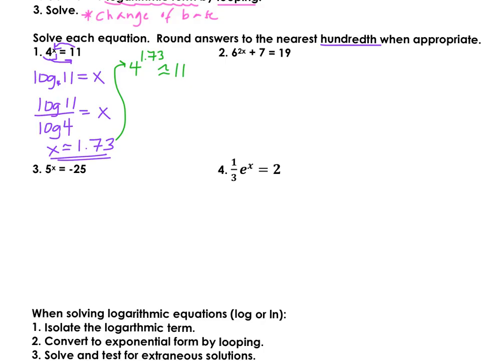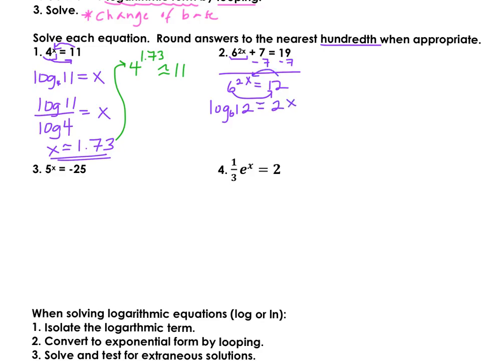In this example, we have 6 to the 2x power plus 7 equals 19. Recognizing that our base has the exponent, and that's the base of 6. First, I'm going to move the 7 over by subtracting. We get 6 to the 2x power equals 12. Now convert to logarithmic by looping. We'll do log, base 6, and then we're going to loop it of 12 equals our exponent of 2x.